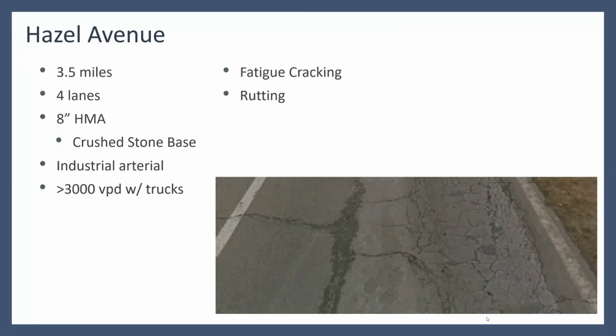All right, and then the fourth potential project is Hazel Avenue. It's 3.5 miles, 4 lanes, 8 inches of hot mix, crushed stone base. It's an industrial arterial, albeit in not that large of a town, but 3,000 vehicles per day with trucks, and we're seeing a lot of fatigue cracking and rutting. The expectation is that with a lot of fatigue cracking and lots of trucks, it is most likely subgrade rutting, not just mix rutting.